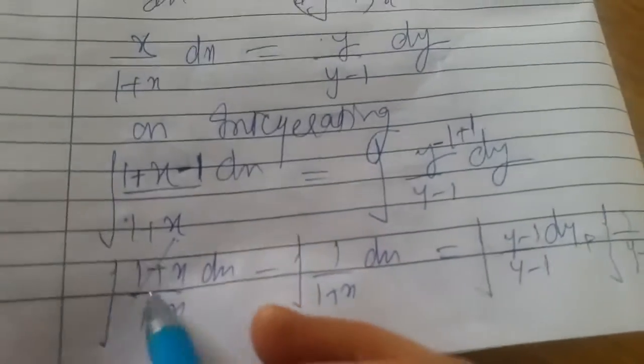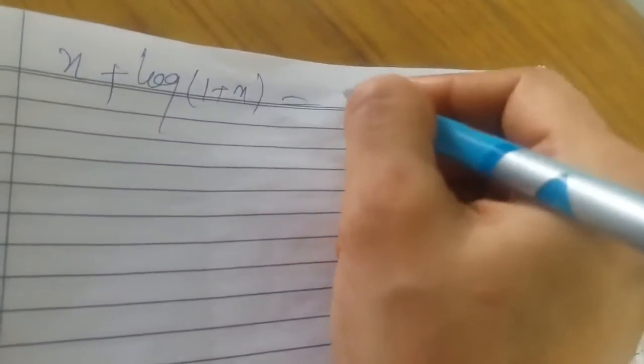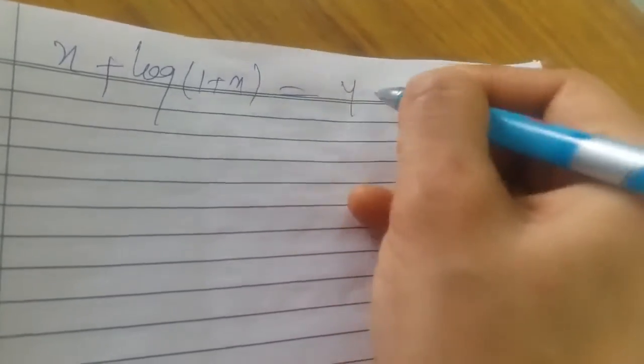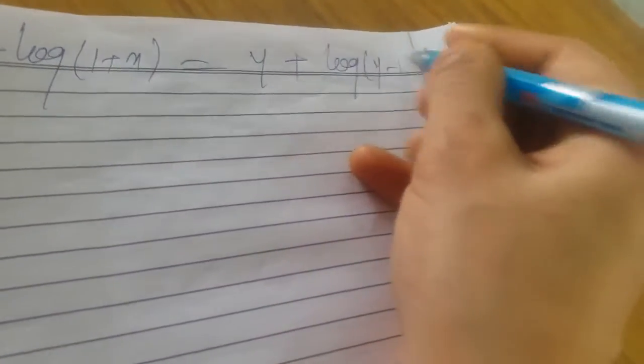So integration of 1 is x, plus integration of 1 upon 1 plus x is log of 1 plus x, equals integration of 1 is y, plus log of y minus 1, plus c. That will be your answer. In the similar manner, we can do the remaining questions.